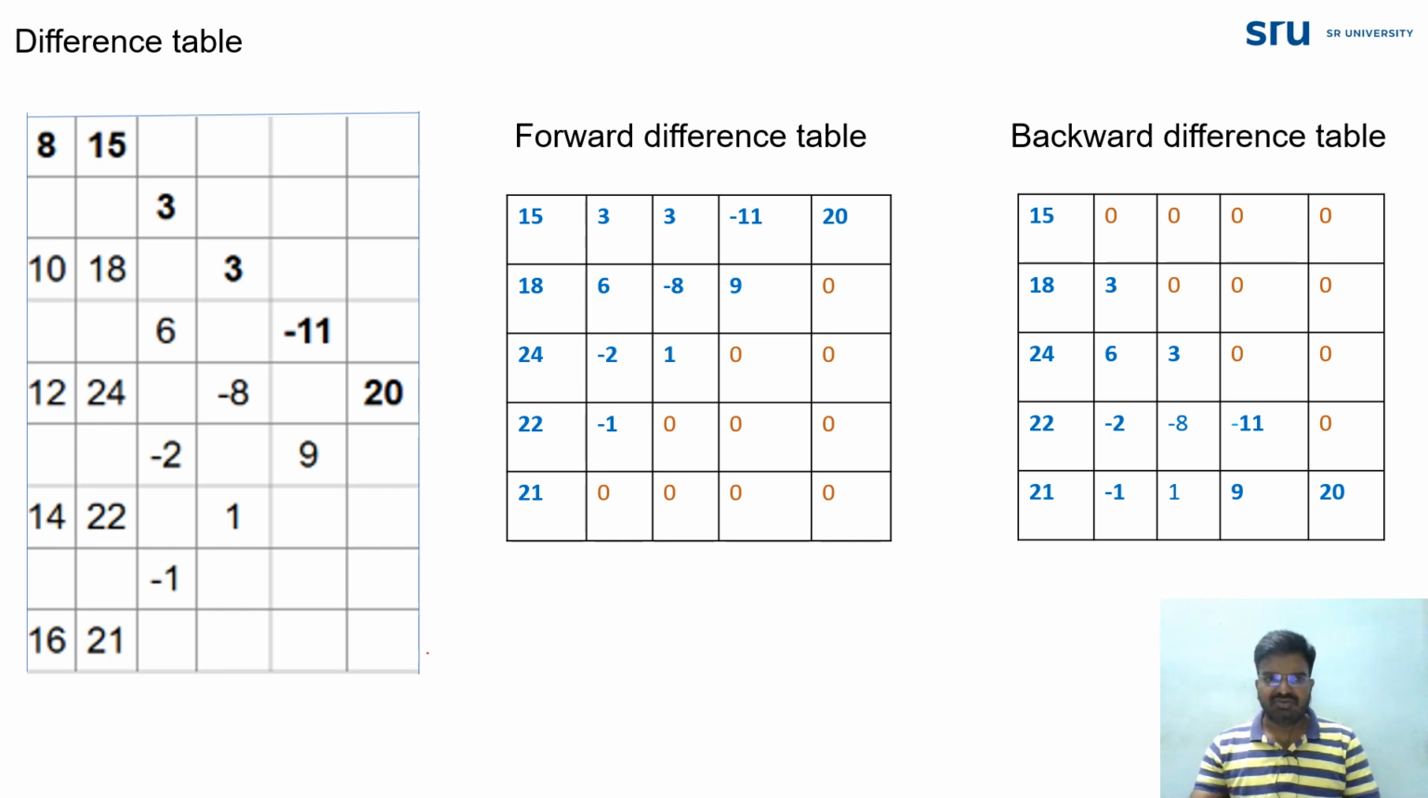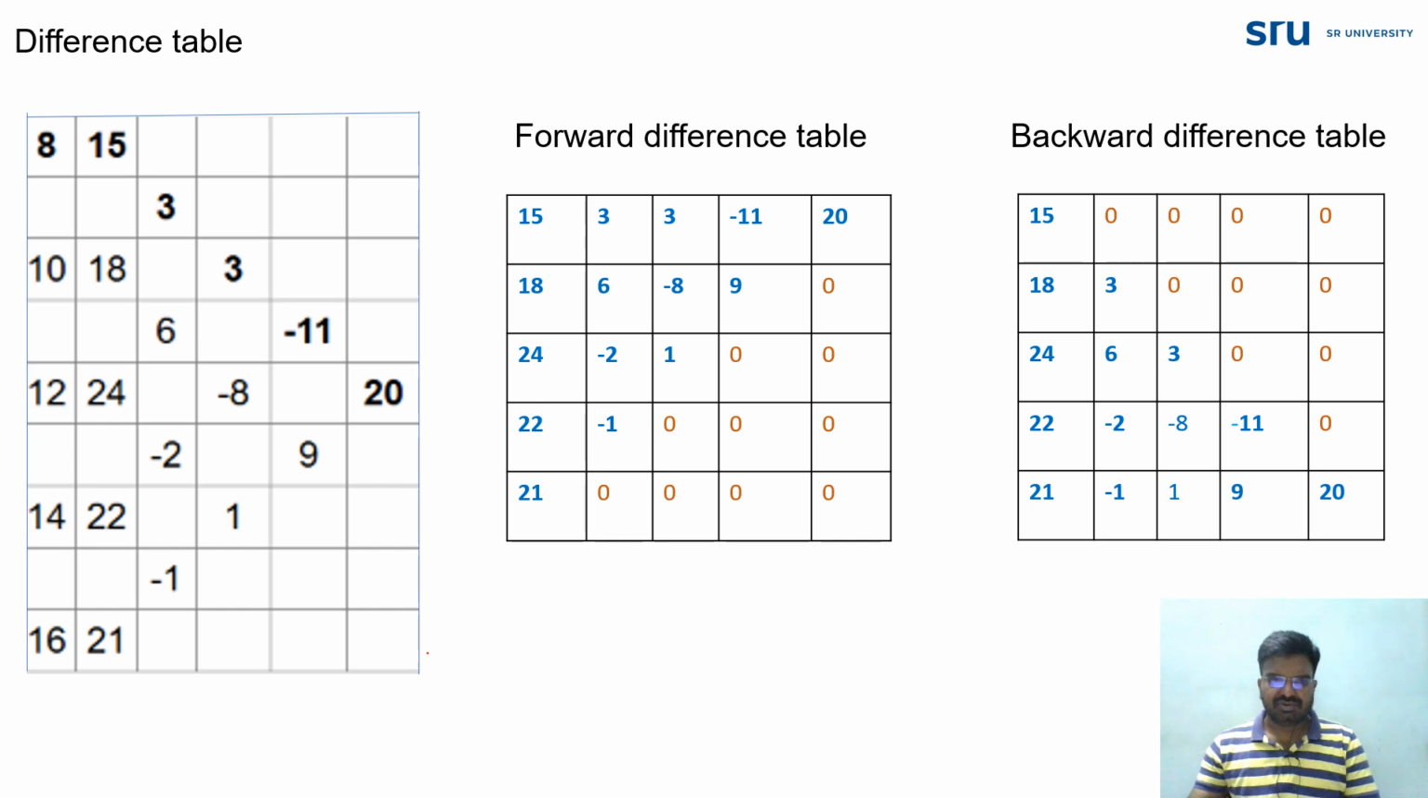You have to observe one thing in the forward difference table. See, I'm writing all these differences in the first row. Next, I am writing these differences in the second row and these differences in the third row. Finally, this one in the fourth row. This is the forward difference table.